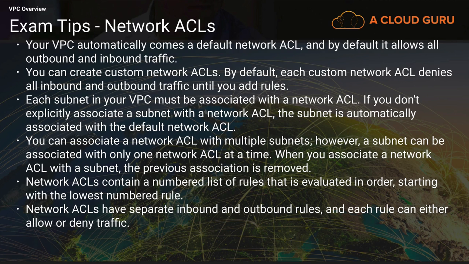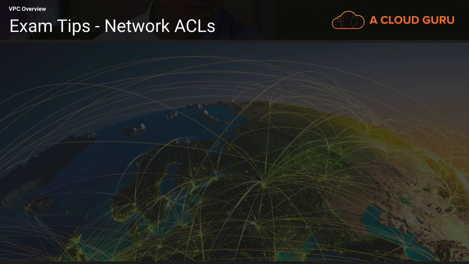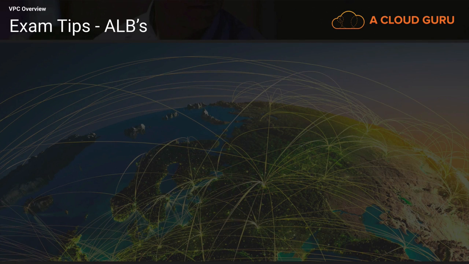Network access control lists have separate inbound and outbound rules, and each rule can either allow or deny traffic. And for this reason, they're stateless. So responses to inbound traffic are then subject to the rules for outbound traffic and vice versa. It's not like security groups where you can just go in and open port 80 and it suddenly works. You have to do it on both sides. And you can also block IP addresses using your network access control list. You can't block IP addresses using security groups.